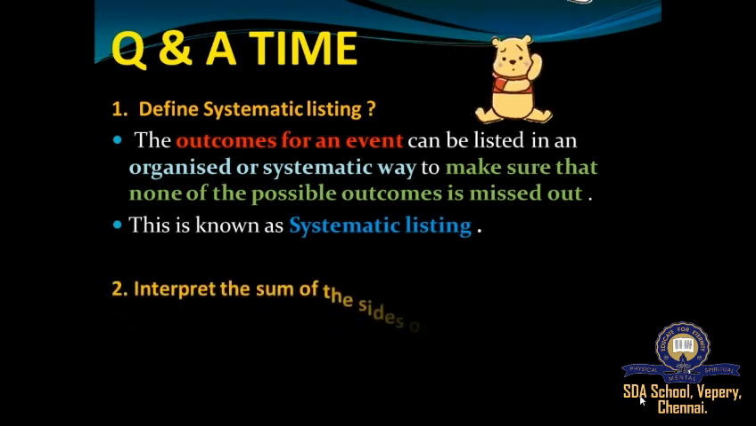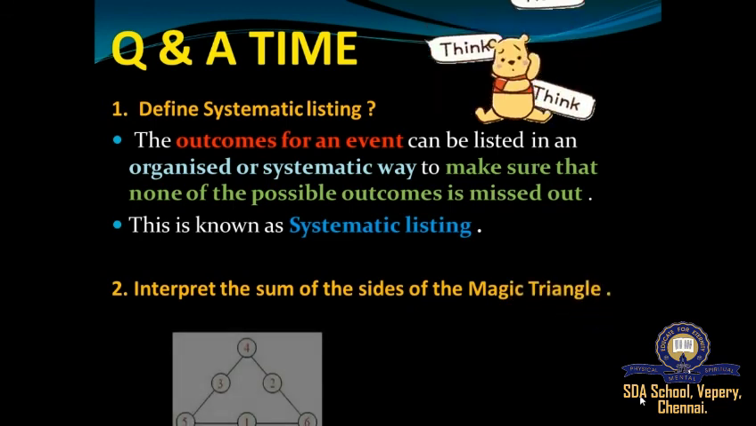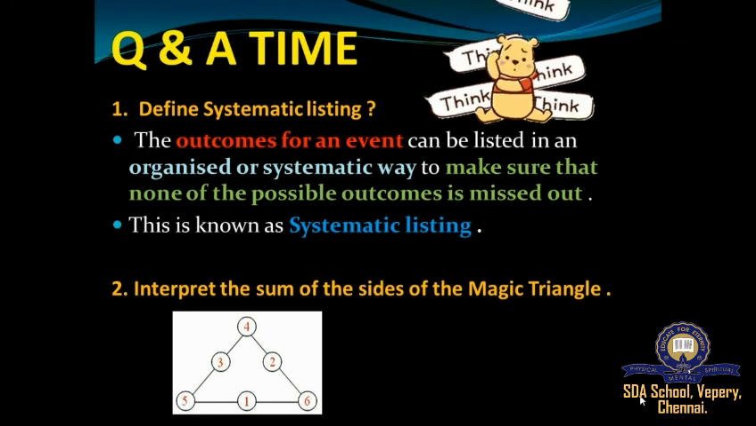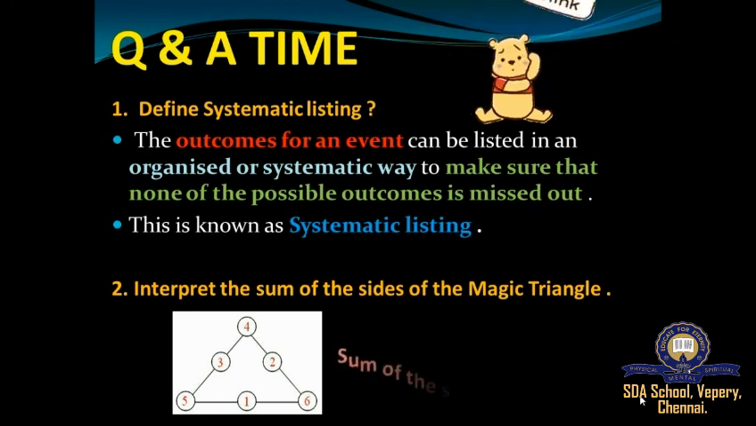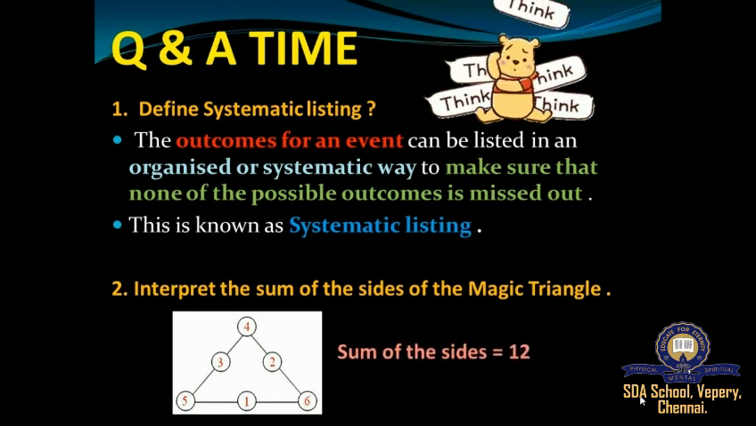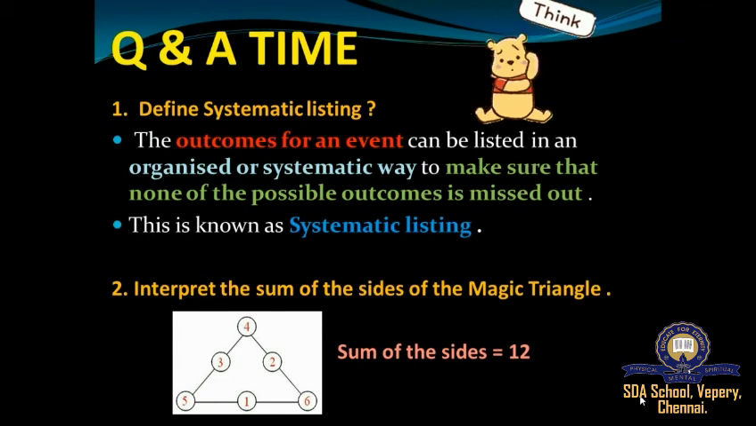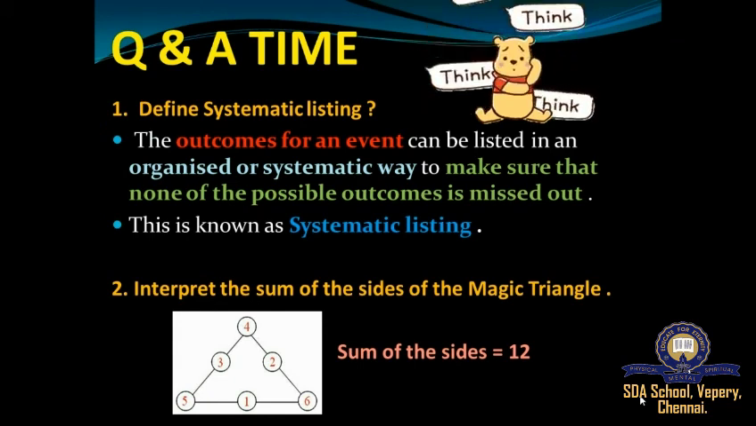Now we'll move on to the second question. Interpret the sum of the sides of the magic triangle. So this is the figure and you are supposed to find out the sum of the sides of the magic triangle. So when we sum up the sides, the answer is 12. Okay, so the sum of the sides of 1, 2 and 3 is 12. Okay, so the sum of the sides of this magic triangle is 12.